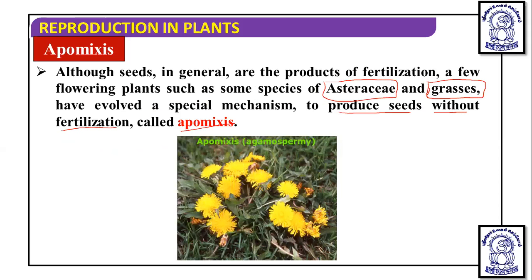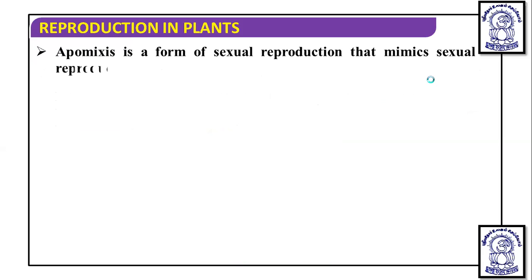So this is apomixis or agamospermy. It mimics sexual reproduction, but it is a form of asexual reproduction. Actually, it is not written here, but it is a form of asexual reproduction which mimics sexual reproduction. It means it is actually an asexual reproduction.